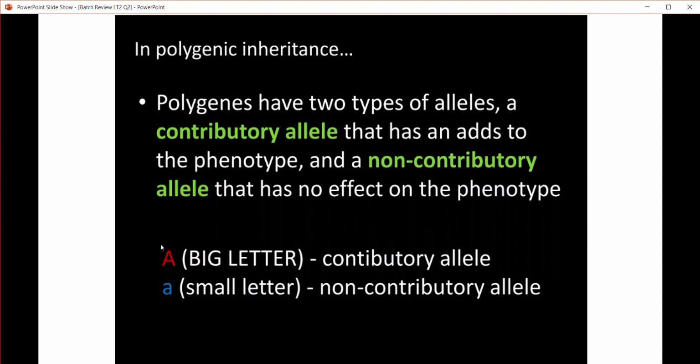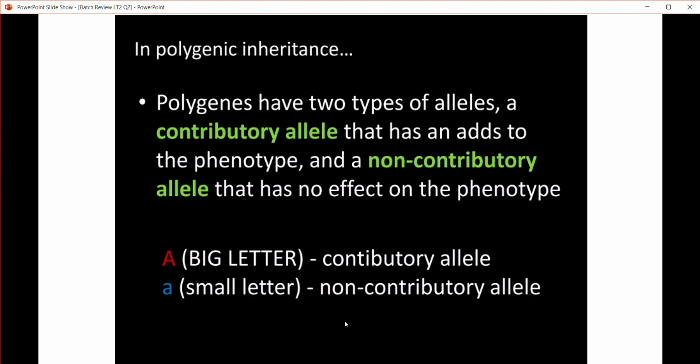This means that the big A, if it's present, will contribute to the phenotype. If it's height, it will add more height. But the small a, the recessive allele, is non-contributory, so it doesn't contribute, or to a degree only a small amount, to the phenotype.